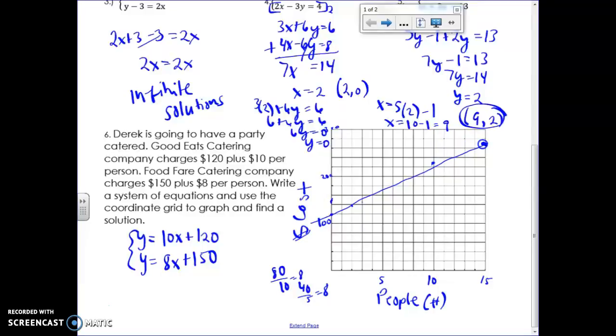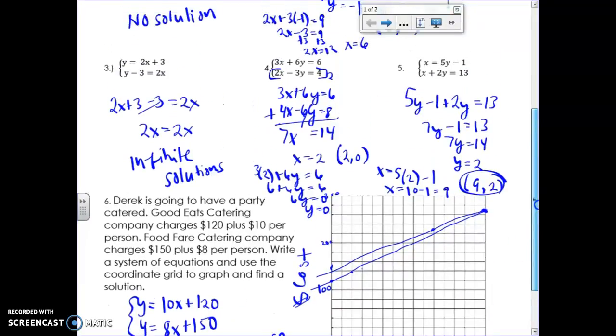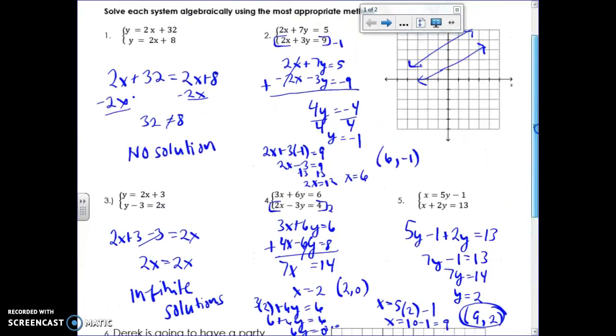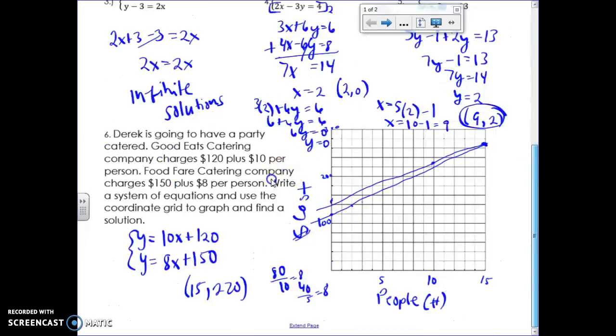So you'll notice right here, they intersect at 15, 270. So they will be the same price when there's 15 people, and it's going to charge $270. Okay, and that's the first side of this study guide, and I will do the next side in another video.